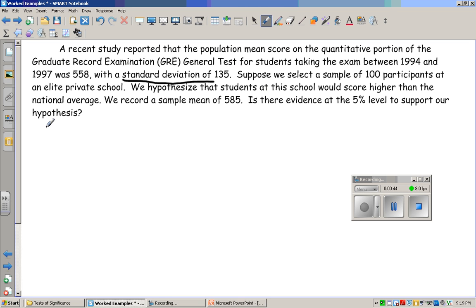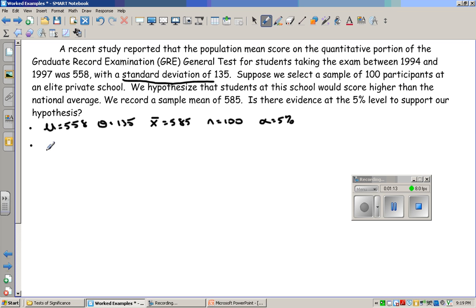The GRE is reporting that the mean score is 558 with a standard deviation of 135. From our sample, we got a sample mean of 585. And we tested 100 participants, and we are testing at the alpha level of 5%. So these are all the parameters that we know.